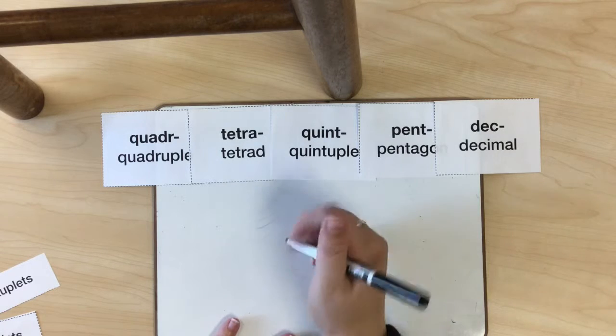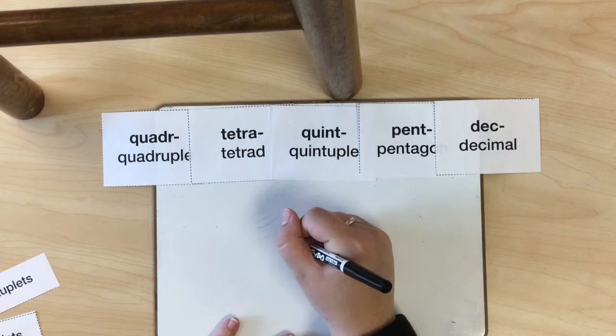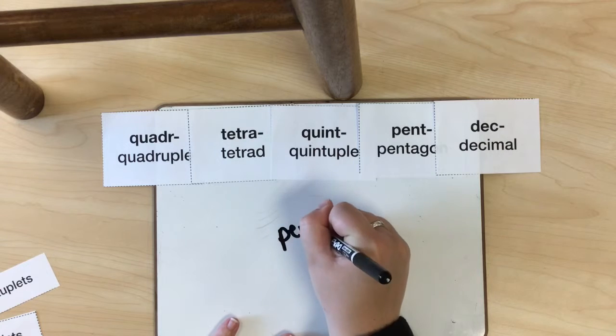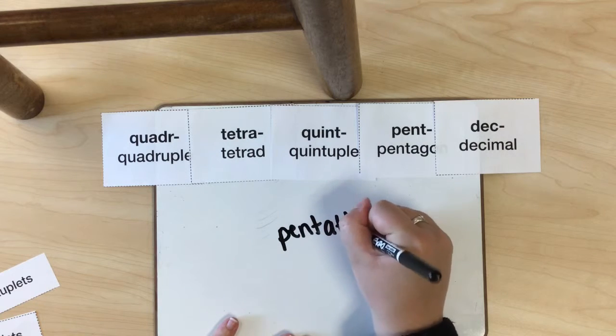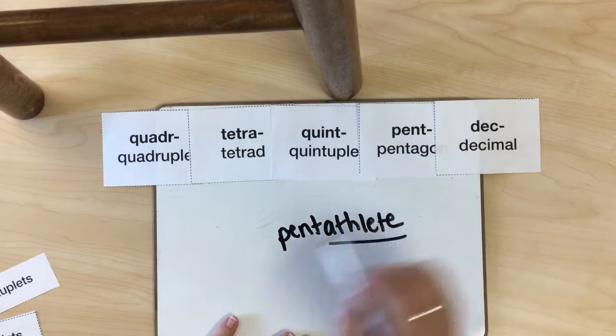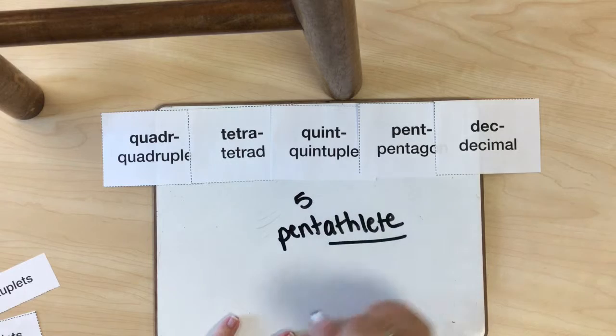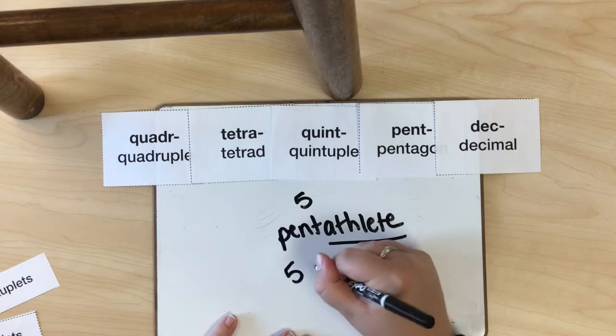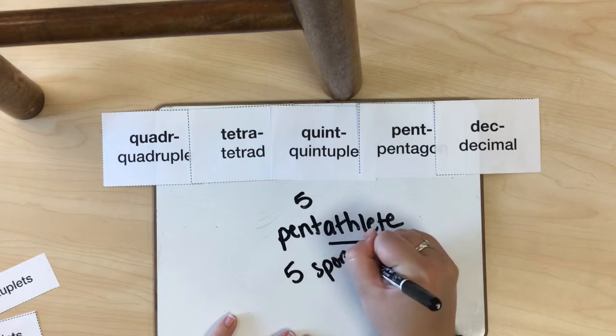The next word is pentathlete. Now, just like before, I know what an athlete is, and I know pent means 5. So this must be somebody who participates in 5 sports.